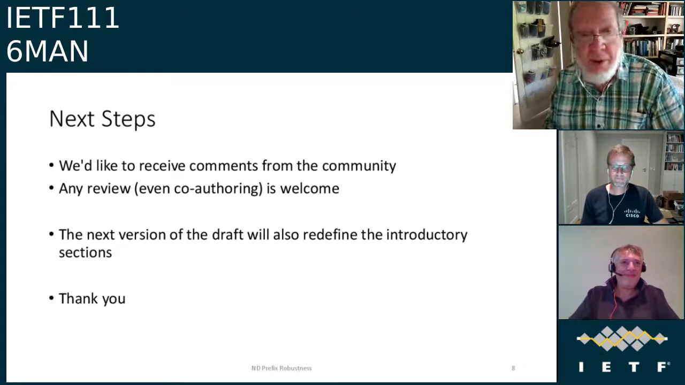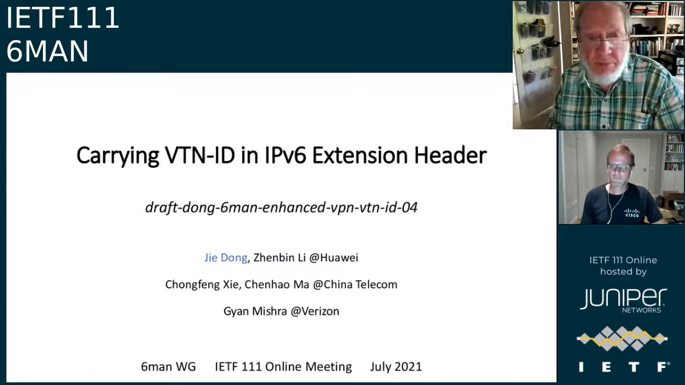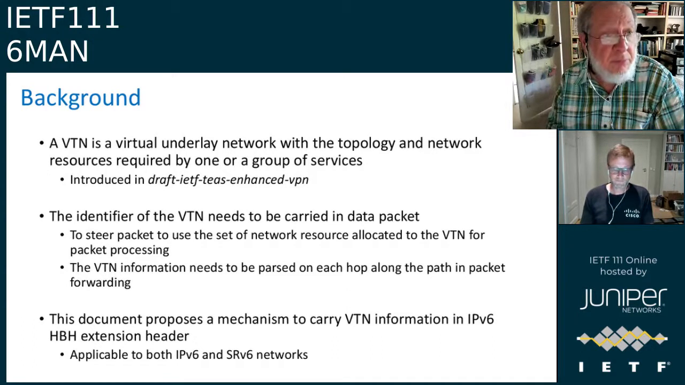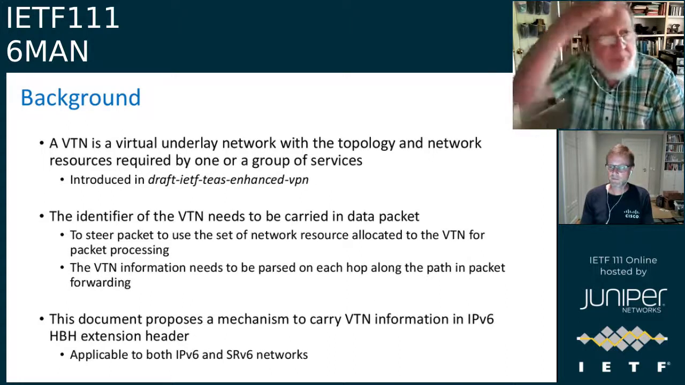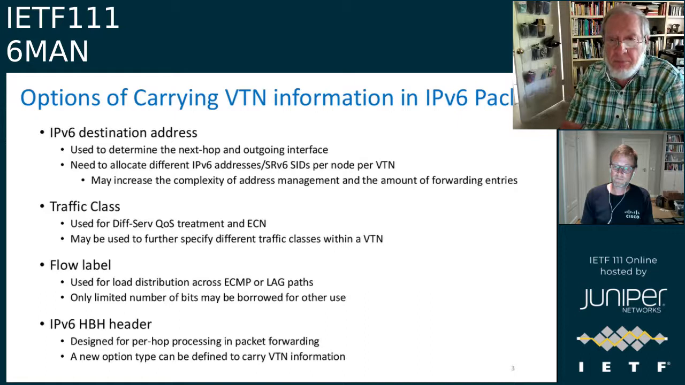Okay, and then Jaidong, can you share your slides? There we are. Please go ahead. Thanks for the time. This topic is about carrying the VTN ID in the IPv6 hop-by-hop extension header. Okay, here is some background. I will skip it. Basically, we define a VTN identifier in the packet header, which can be used to identify the set of resources allocated for per-VTN packet processing. We analyzed some options in the packet header to carry this VTN information, and the conclusion is that it is better to define a new IPv6 hop-by-hop option for this special purpose.